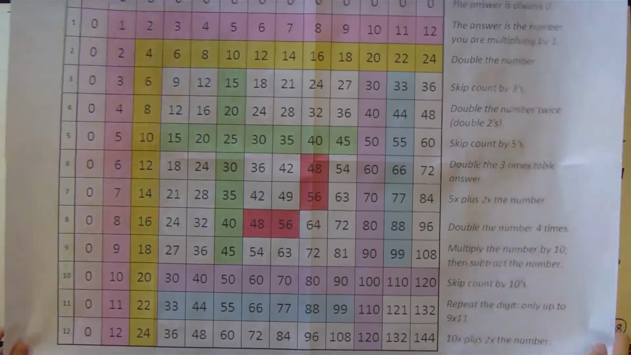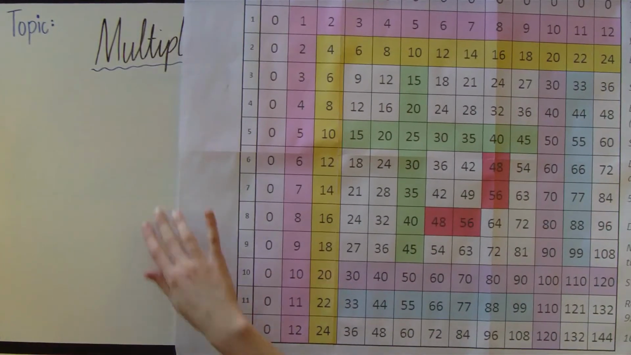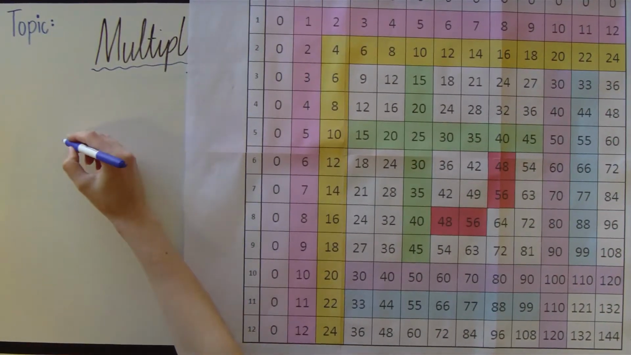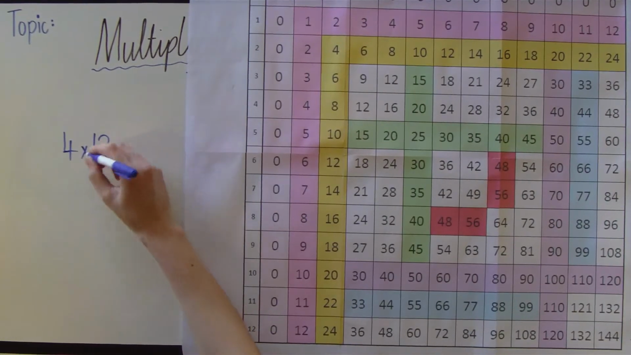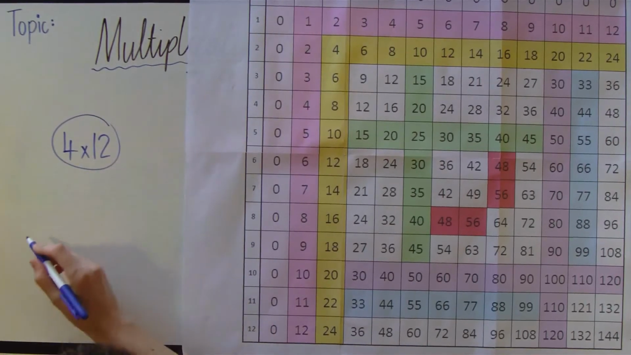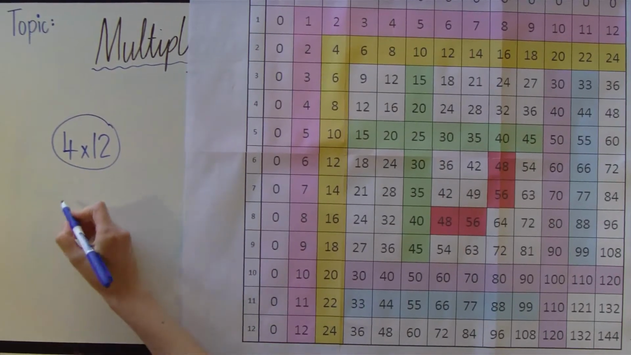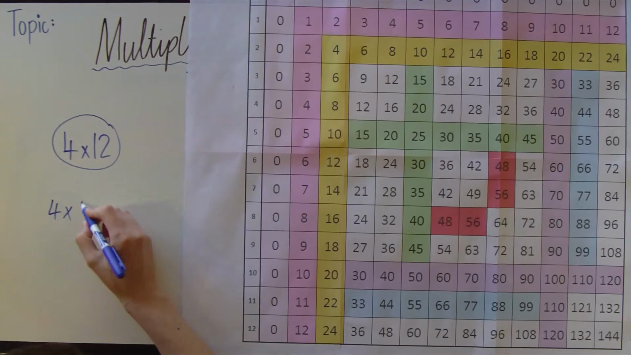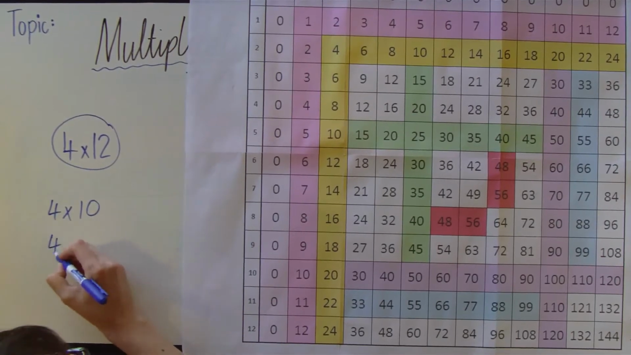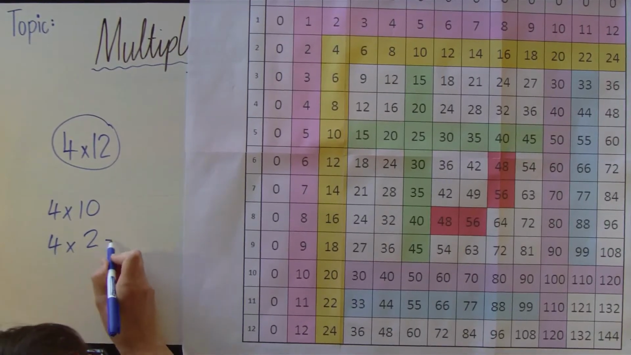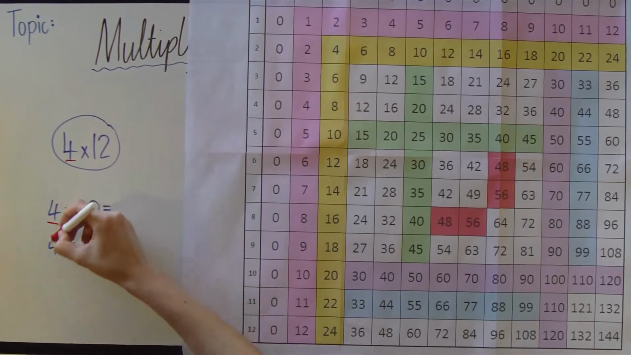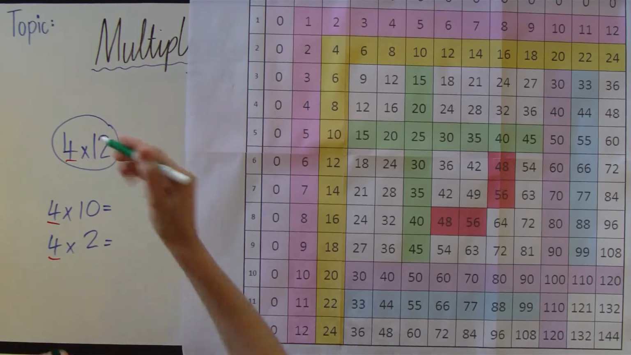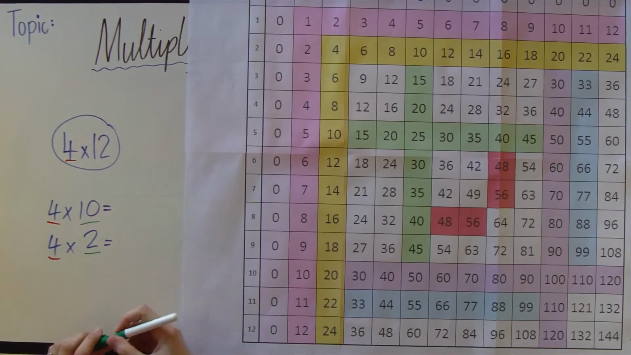So let's just go through an example very quickly. Let's say we have 4 times 12. So that's our question, or a problem to solve. So we just multiply 4 by 10 and then 4 by 2. I want you to have a think about why we were multiplying 4 here by 10 and 2. Just have a think for a moment.